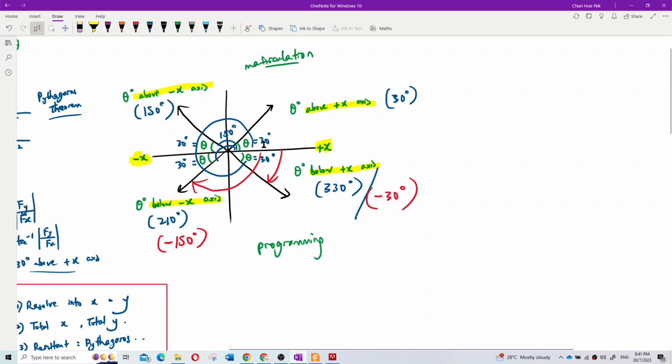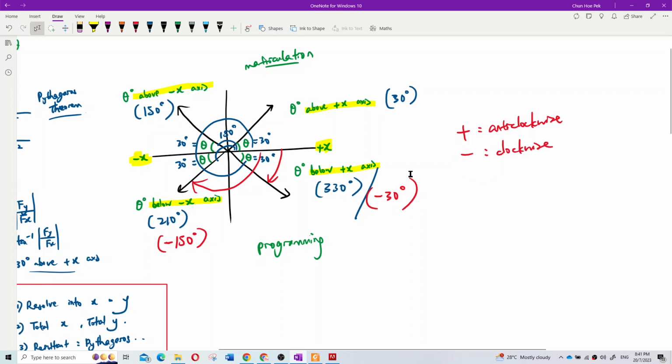So what I mean is, if you take anti-clockwise, it is positive. But if you take clockwise, it is negative. Understand? For computer, we always go by positive, negative. Positive means anti-clockwise, negative means clockwise.